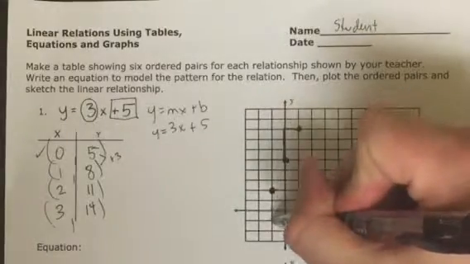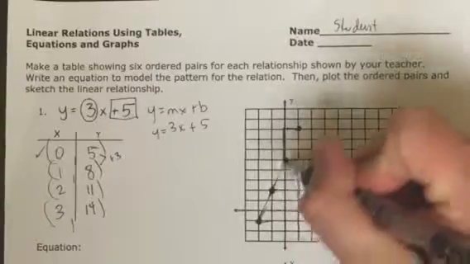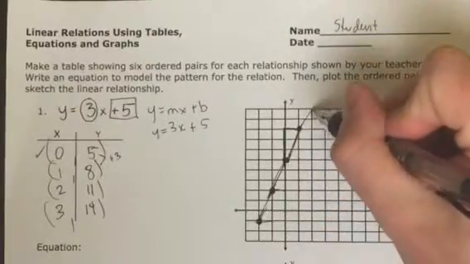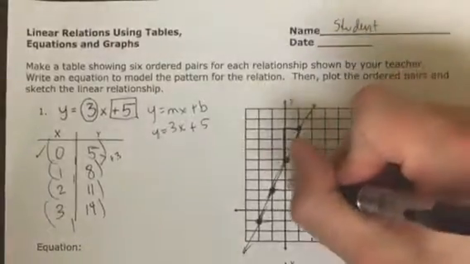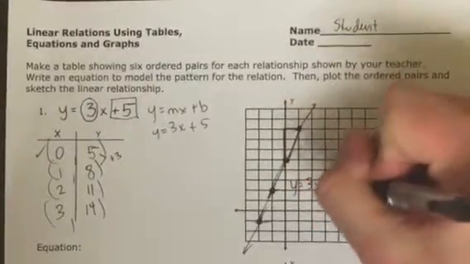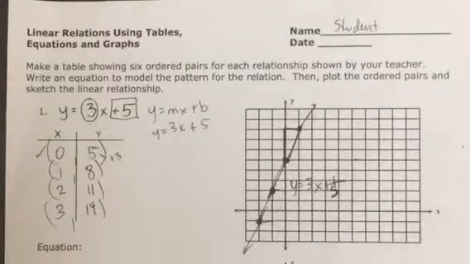Fall 1, 2, 3, and go back 1. There's another point. So you want to use a ruler, but I don't have it with me. Boom. There's our line. And this is our line, y equals 3x plus 5. That's it. That's how that's done.